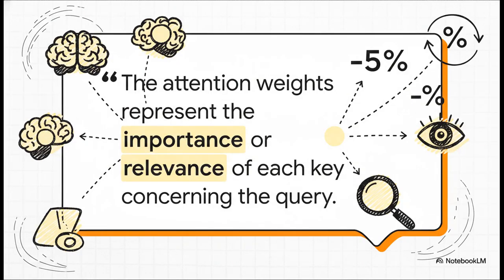So this is the absolute key takeaway. That softmax step, step 4, creates this set of percentages or weights, and those numbers literally tell the model how much importance, how much relevance each word has to the word it's currently looking at. It's a numerical way of showing focus.